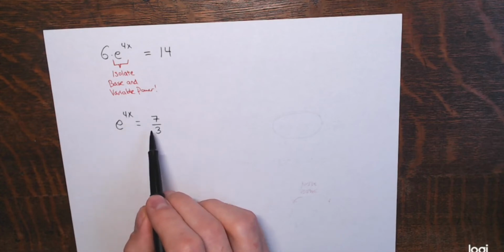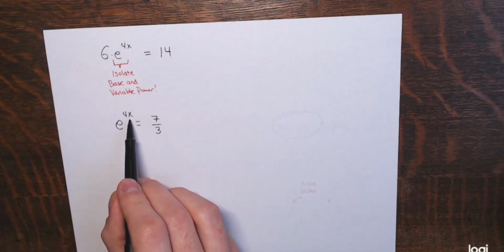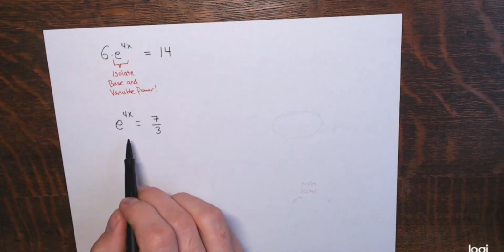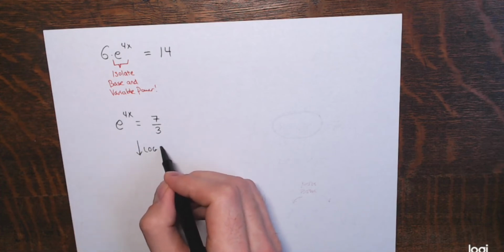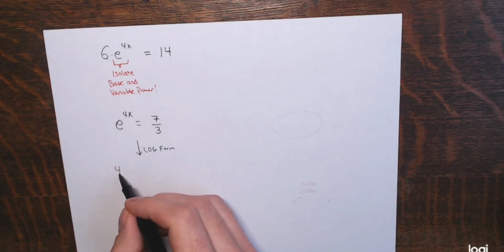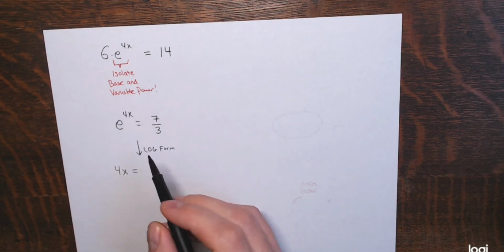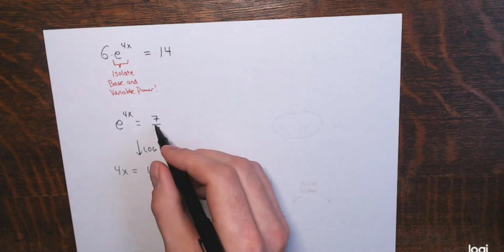This is an exponential form. If I want to solve for that variable and I want to get it out of the exponent, you change to the equivalent log form. You change to logarithmic form. Remember, the exponent is the logarithm. 4x equals the log base e, which is natural log of 7/3.